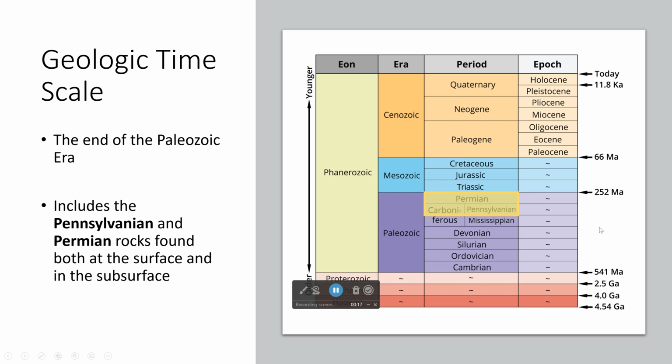So again, as we've been doing, let's just take a quick look at the geologic timescale to review where we're at. So we are now at the end of the Paleozoic era. So here, if you can see my cursor, the Paleozoic is right here. We are still in the Phanerozoic eon, and we are now in the upper portion of the Paleozoic, which includes the Pennsylvanian and the Permian rocks that are found at the surface of Nebraska, but they're also found in portions of the subsurface of Nebraska.